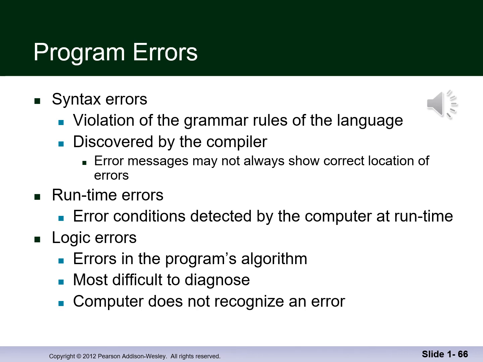Logic errors are errors in the program's algorithm. These are the most difficult to diagnose because the computer doesn't recognize them as an error. It just outputs incorrect results. And that's why you have to test the program with known input and anticipated results to detect logic errors. If you're supposed to divide A by B and you actually divide B by A, well, the computer doesn't know. If you code B divided by A instead of A divided by B, it will still give you results. And those results may look valid, probably will look valid.